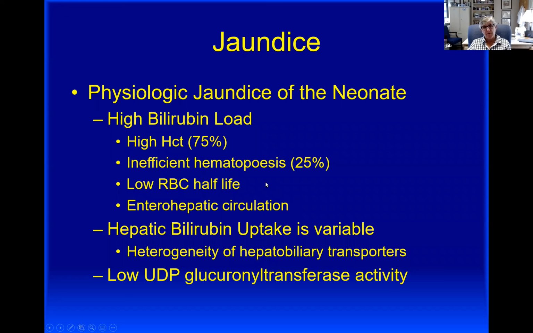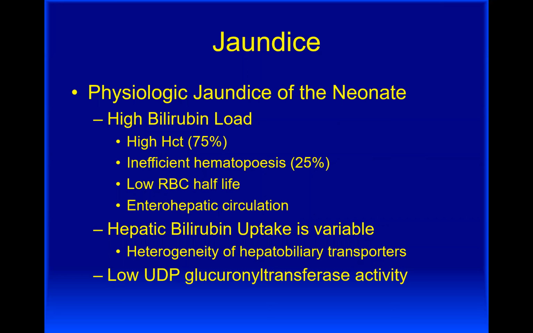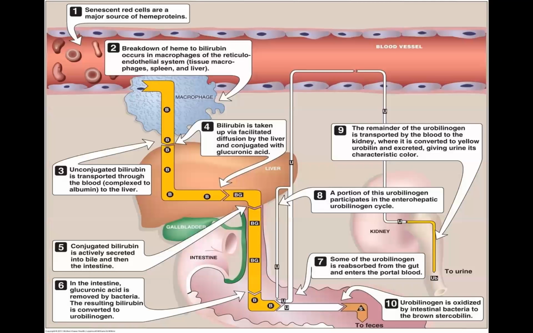Their hepatic bilirubin uptake is very variable, and they're not very efficient with their enzymes yet. Therefore, they don't conjugate it as well as we do. So they have more unconjugated bilirubin present. Again, same picture, I'm not going to read it to you again, just how it works.